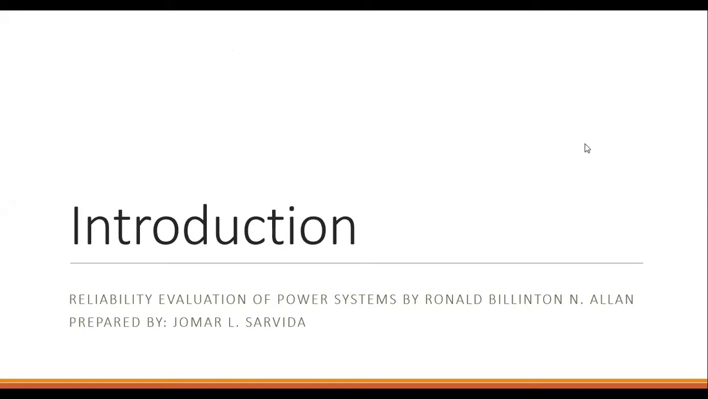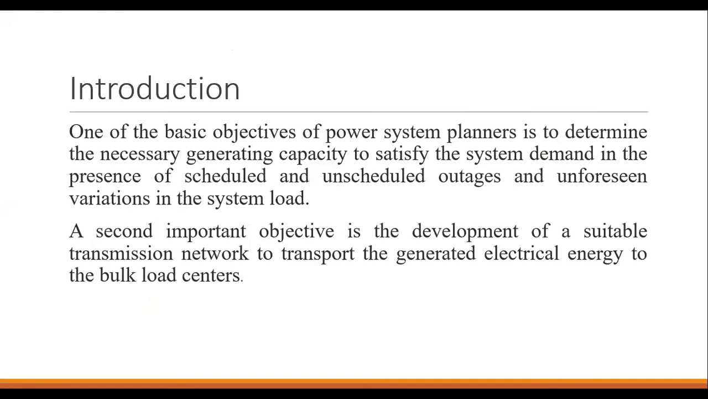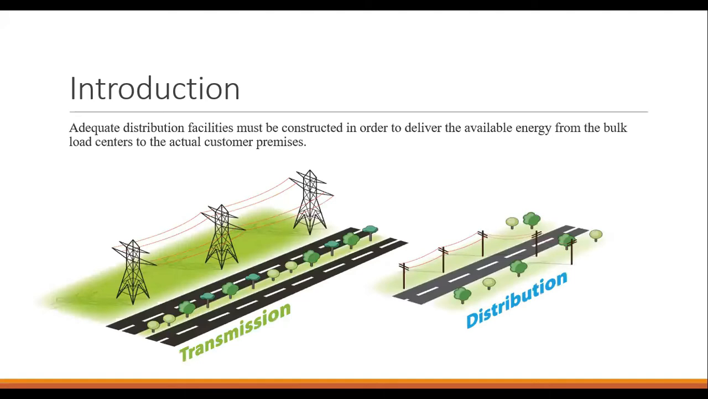Okay, so let's proceed now to the introduction. One of the basic objectives of power system planners is to determine the necessary generating capacity to satisfy the system demand in the presence of scheduled and unscheduled outages and unforeseen variations in the system load. A second important objective is the development of a suitable transmission network to transport the generated electrical energy to the bulk load centers. This aspect is dealt with in conjunction with the available and planned generation facilities. Lastly, adequate distribution facilities must be constructed in order to deliver the available energy from the bulk load centers to the actual customer premises.